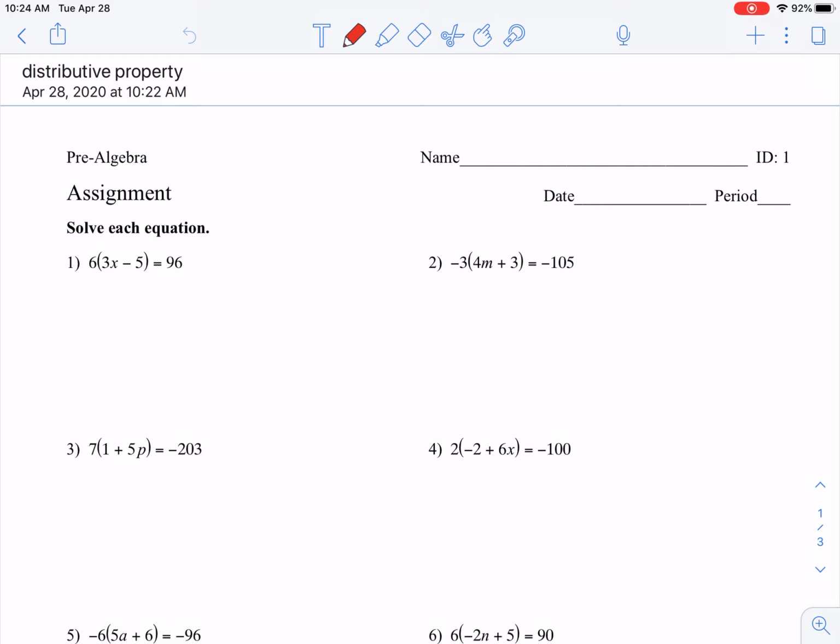Today's assignment and tomorrow's assignment and Friday's assignment will be to work on equations. Very similar to what we did last week. The only difference is we're adding distributive property. Again, remember this is all review.